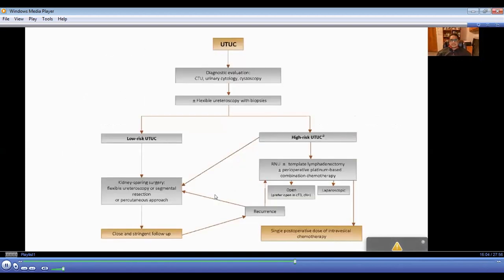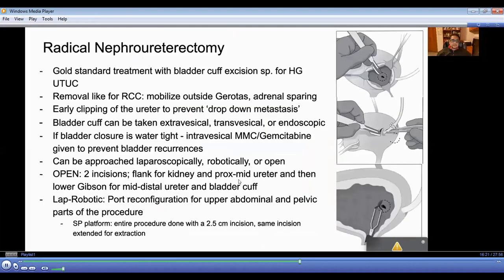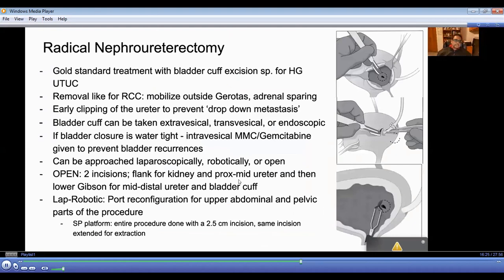Going back to our algorithm, looking at the high-risk half of the algorithm, we are now talking about more extensive disease with regards to the upper tract disease, and more extensive treatment, which is radical nephroureterectomy and lymph node dissection. So radical nephroureterectomy is the gold standard. Basically, you do nephrectomy, ureterectomy, and make sure that you get the bladder cuff excision. And this is the gold standard for high-grade disease.